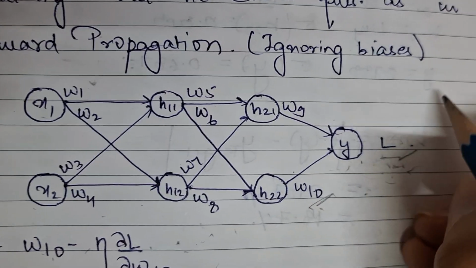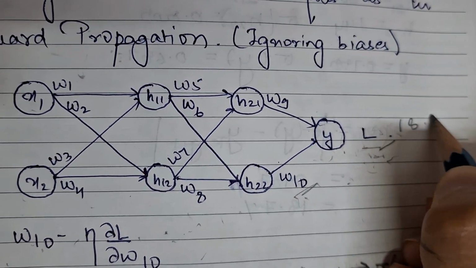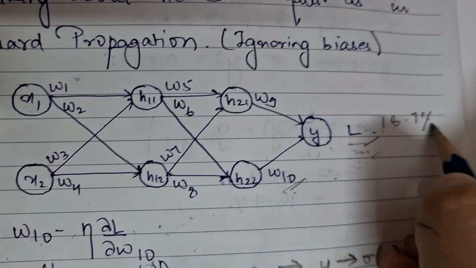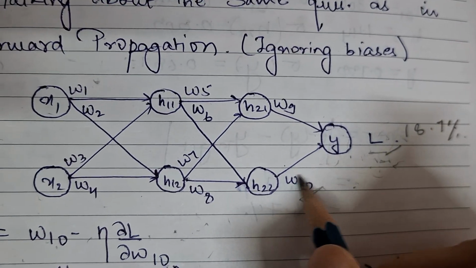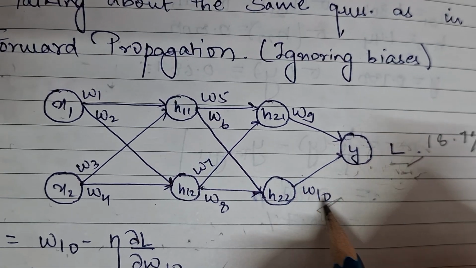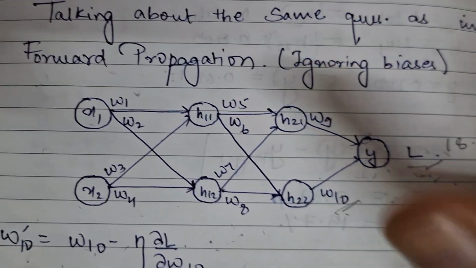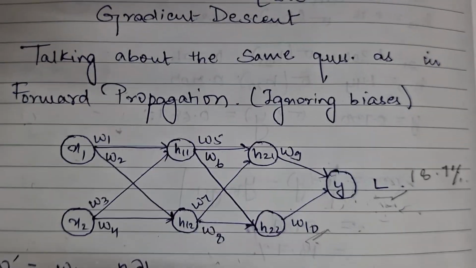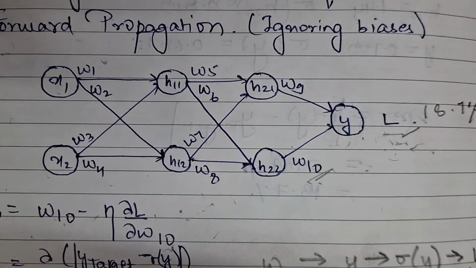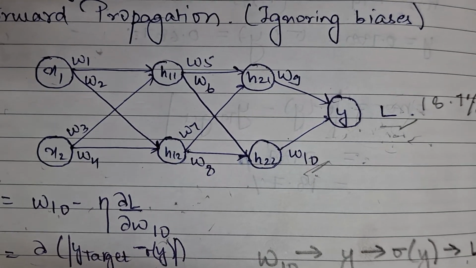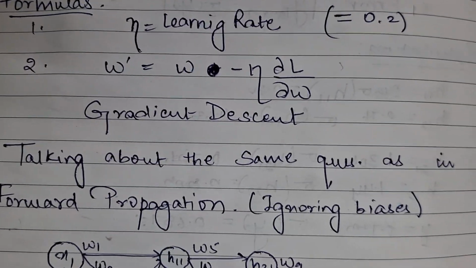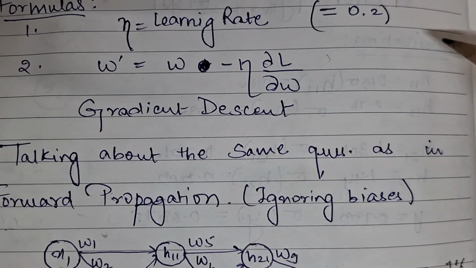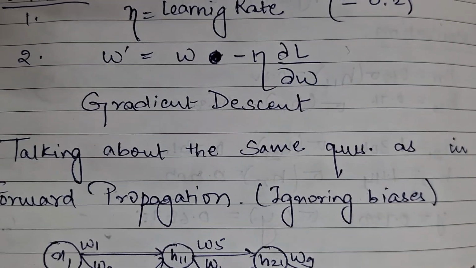and in that our L was 18.7%. Now, recalculating the weights to reduce the error is our motive for backward propagation. The only additional information that we have in backward propagation is the learning rate, which is given here as 0.2. Learning rate is the rate at which our gradient descent works.